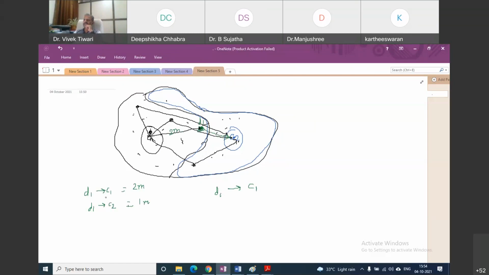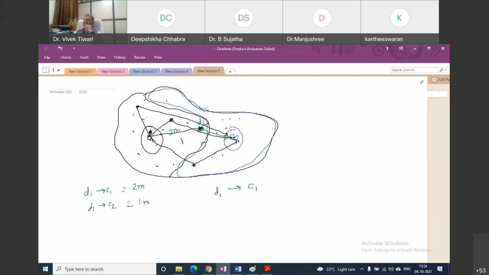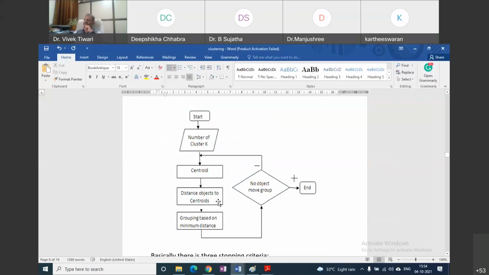But you realize after calculating the distance that this data point is closer to centroid 2. It should not be a part of cluster 1. It should be a part of cluster 2. So what you will do? You will change the cluster boundary, so it will become a part of cluster 2. You will change the boundary. You should not change the data point, as we have seen earlier. Agree?